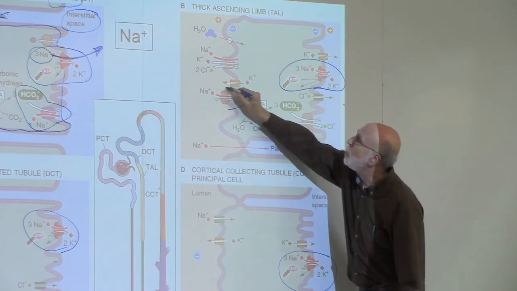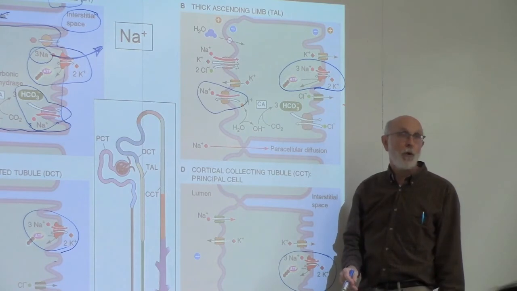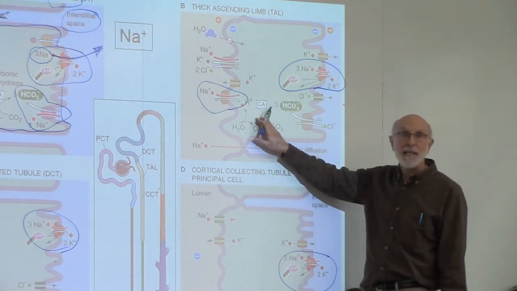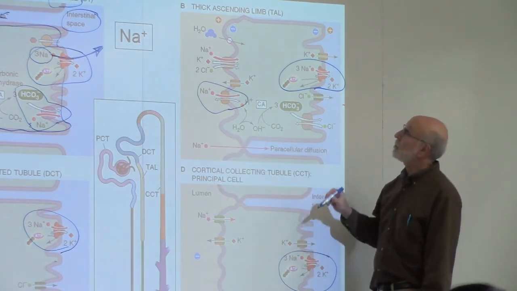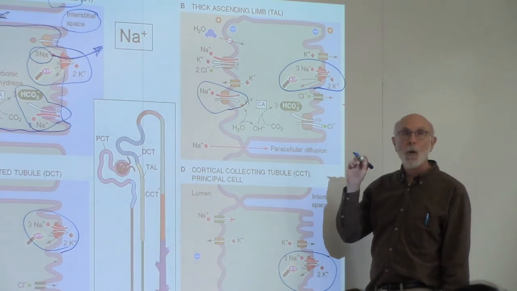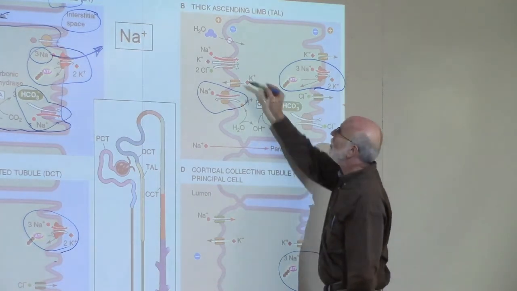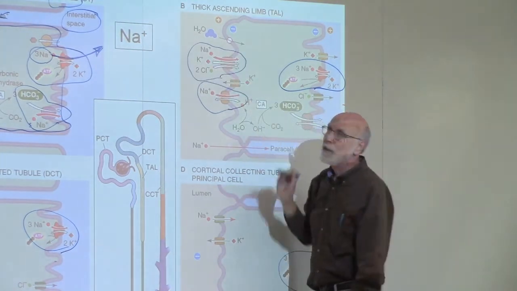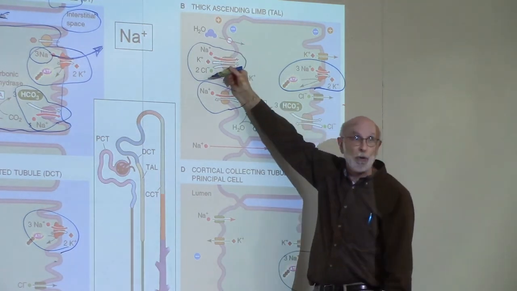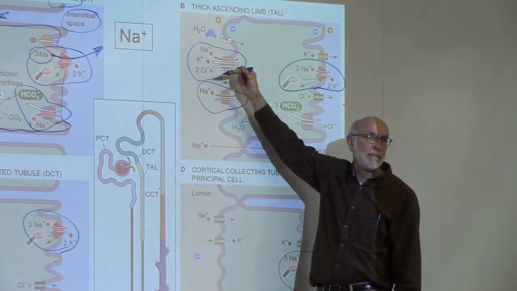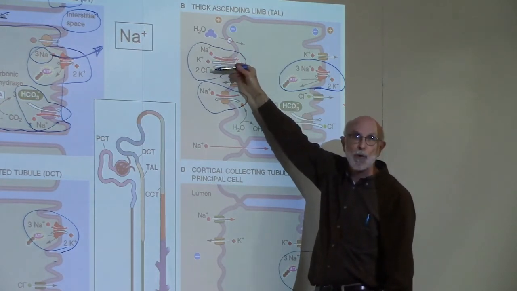We've got the sodium proton exchanger, the same one that we saw there in the basolateral membrane. So that's a commonality between the ascending limb and the proximal tubule. We also have another transporter with a very helpful name, the sodium potassium 2-chloride co-transporter.